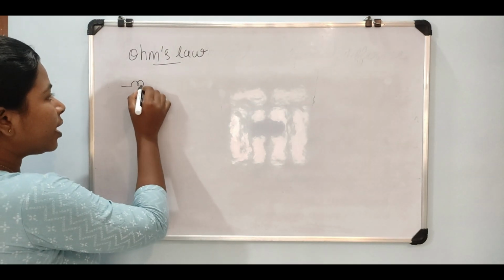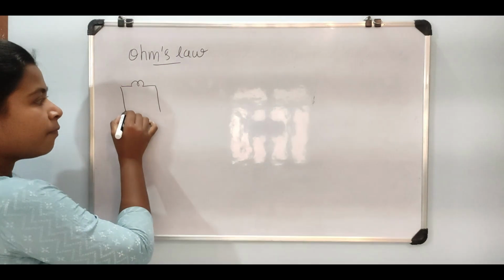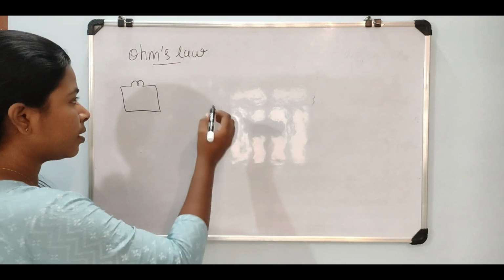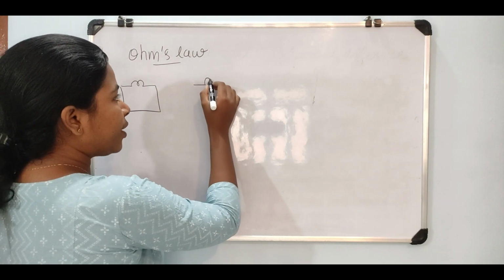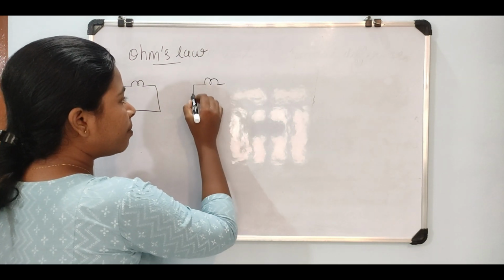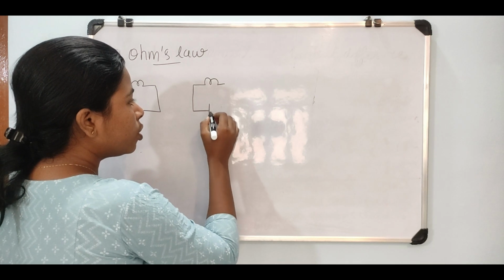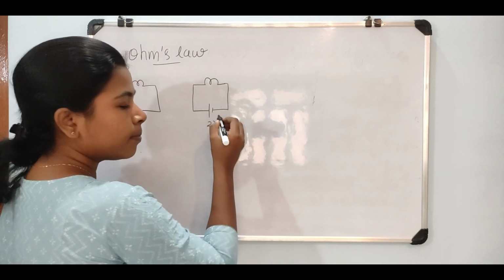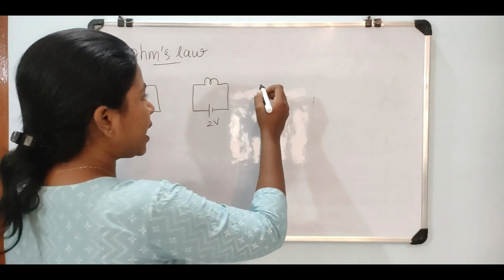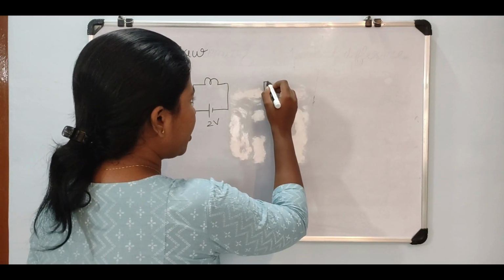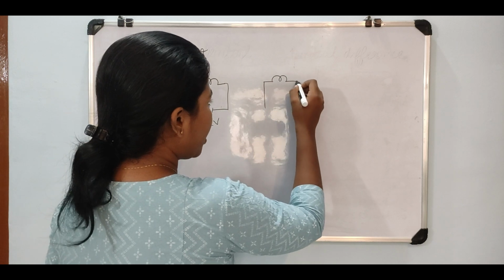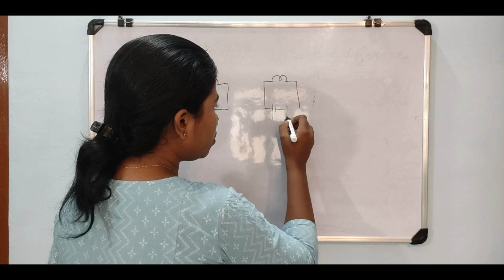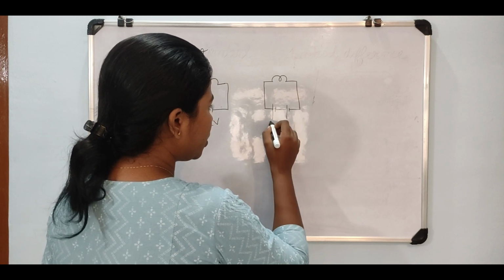In one circuit, I am connecting a bulb without giving any potential difference across it. In the next scenario, I am connecting a bulb to a 2-volt cell. In the third scenario, I am connecting a bulb across 2 cells of 2 volt each.